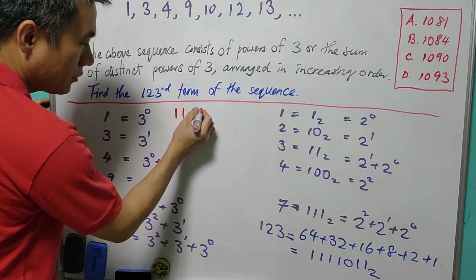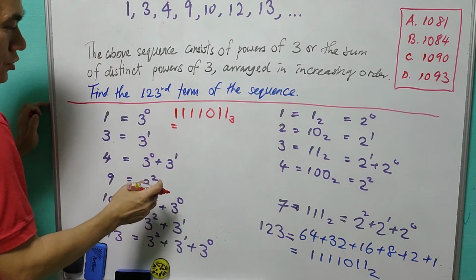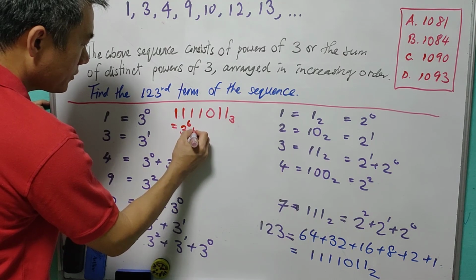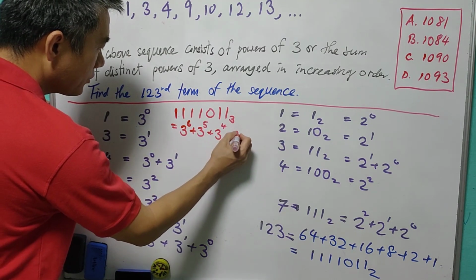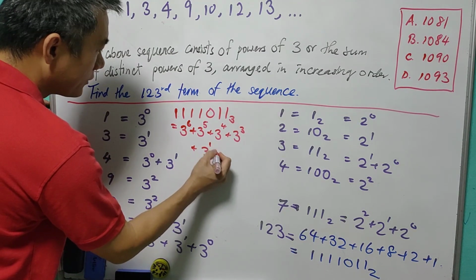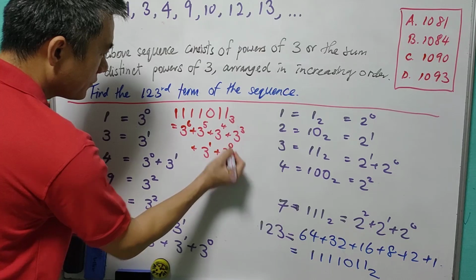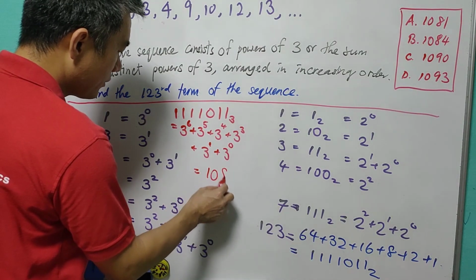1, 1, 1, 1, 0, 1, 1 base 3. So that should be 3 to the power 6 plus 3 to the power 5 plus 3 to the power 4 plus 3 to the power 3 plus 3 to the power 1 and 3 to the power 0. So after we do all the calculation, this is 1084.